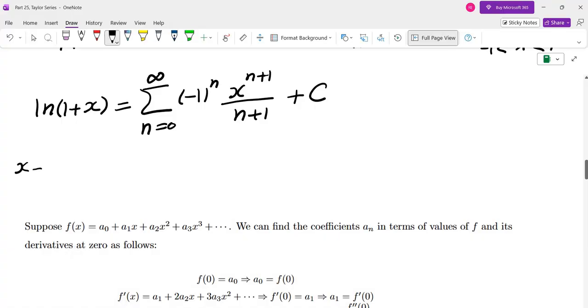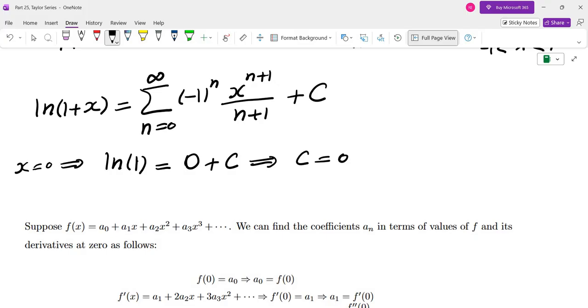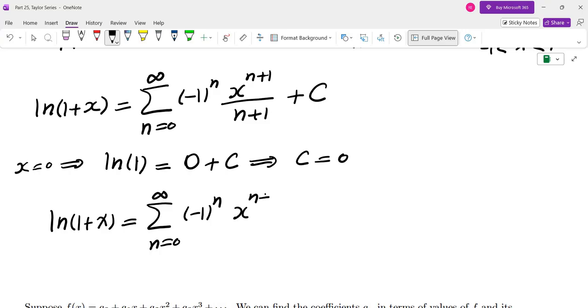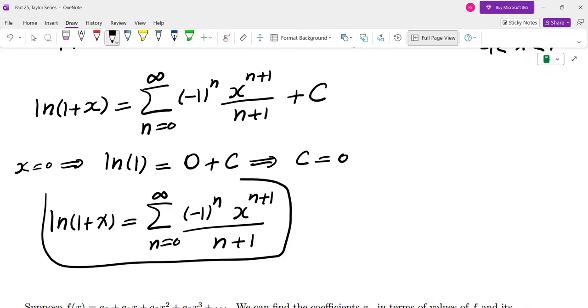So now let's see what happens when we plug in x equals 0, because natural log of 1 is very easy to evaluate. So we'll plug in x equals 0 to see what we get on the two sides. On the left, we get natural log of 1. On the right, we get 0. Every term is 0 plus c. So that gives us that c is in fact 0. So we get a very interesting formula. We get natural log of 1 plus x is equal to the sum n equals 0 to infinity of (-1)^n x^(n+1) divided by (n+1). So that is the formula for natural log of 1 plus x.